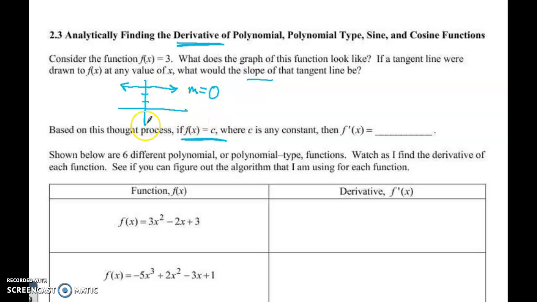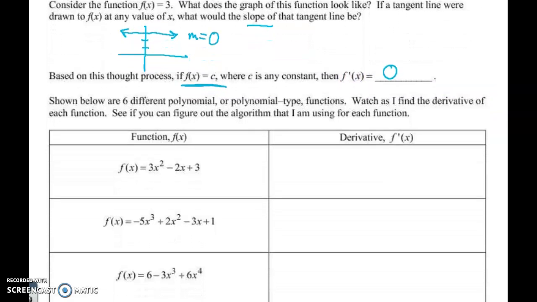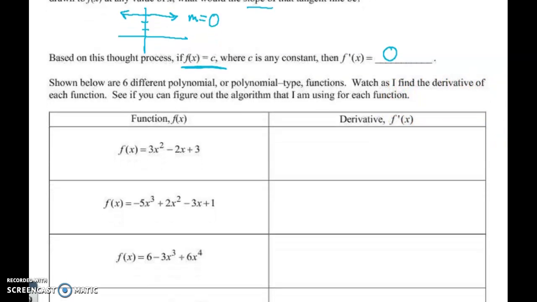And is that true for all constants? If f of x equals 7, f of x equals 1,000,000, what's the slope at any one of those? The slope is 0. So if you are asked to do some more of these problems, what I'm going to do is just give you the derivative and see if you can tell me what the rule is, because there is a rule.